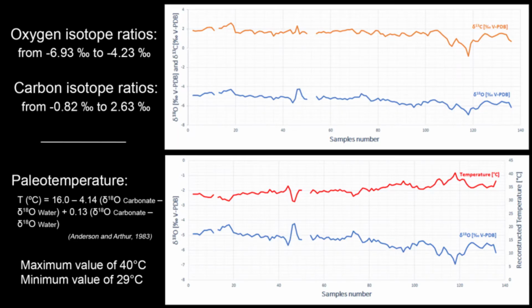The oxygen isotope ratios range from -6.93 per mil to -4.23 per mil, and the carbon isotope ratios range from -0.82 per mil to 2.63 per mil. And then, from the oxygen isotope values, the paleotemperature has been calculated, showing a maximum value of 40.4 Celsius and a minimum value of 29.6 Celsius.